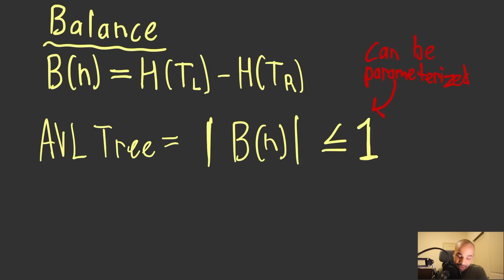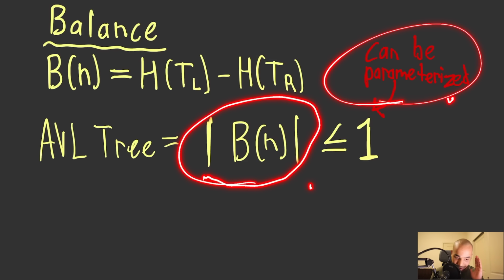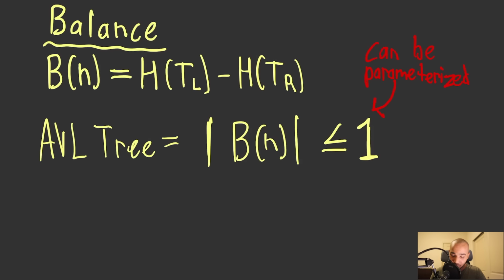And so what an AVL tree does is keep the absolute value of this balance within a certain threshold. And here we see it can be parameterized. So AVL trees are going to have a threshold of 1. We can make that threshold more, but the standard threshold is going to be 1. So that's what we're going to see in our examples.